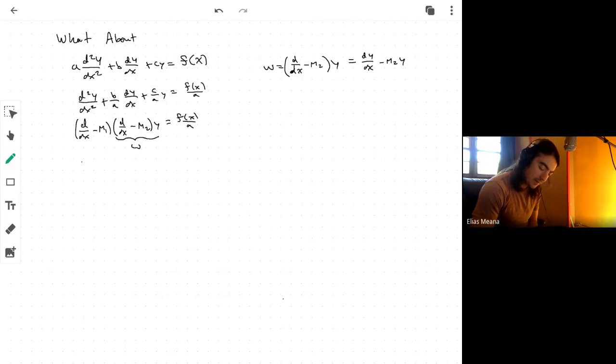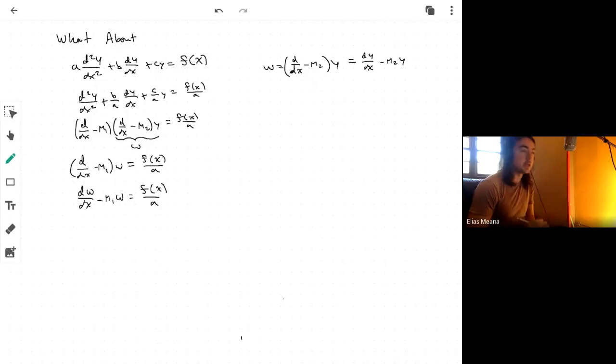But now we have the differential equation d by dx minus m1 omega equals f of x over a, and not 0. Before, this thing equaled 0, but now we've got a differential equation d omega by dx minus m1 omega equals f of x over a. And so this is a solvable differential equation. There's no problem solving this differential equation. However, it's not separable.